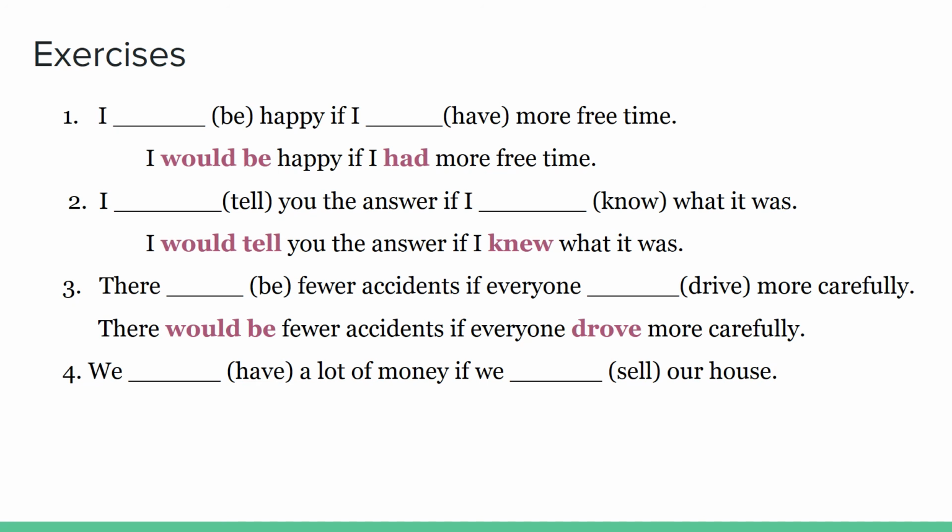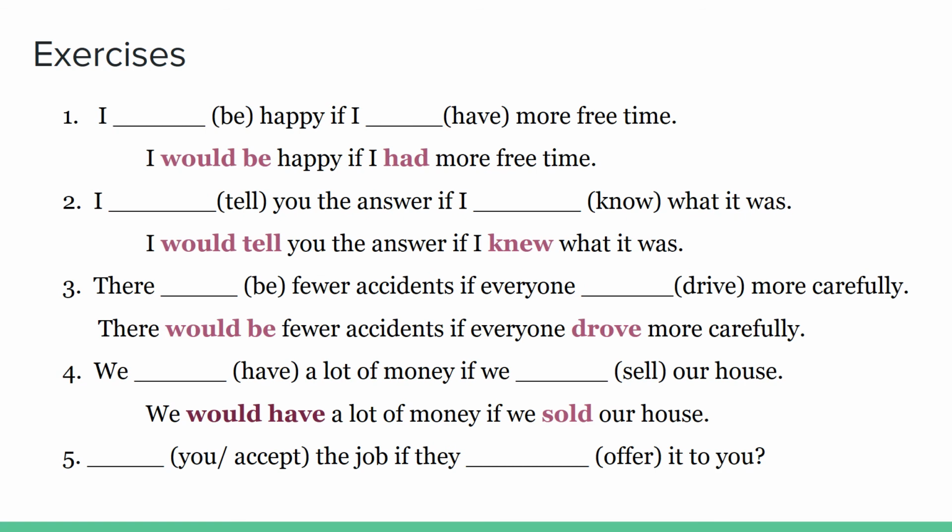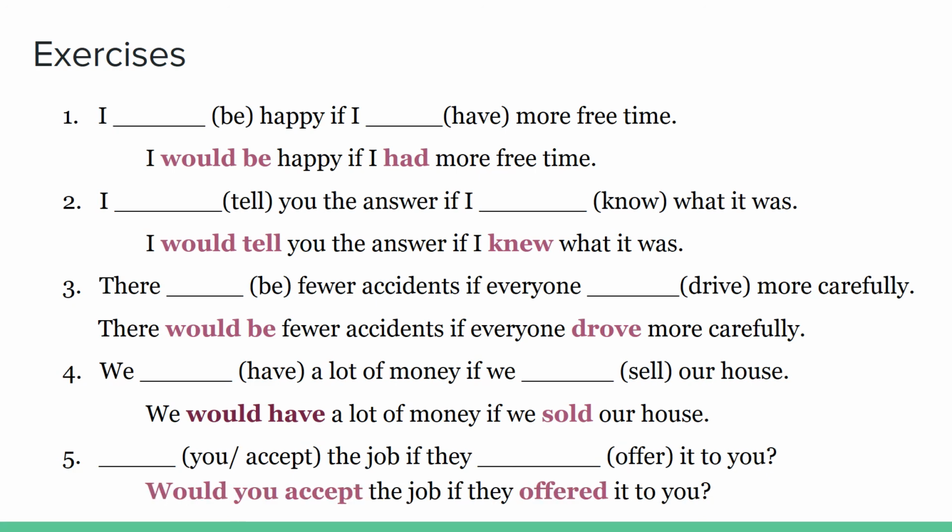Let's move on to question number 4. The answer is, we would have a lot of money if we sold our house. The next one. Would you accept the job if they offered it to you? Since it's a question, we replaced the verbs in the question form.